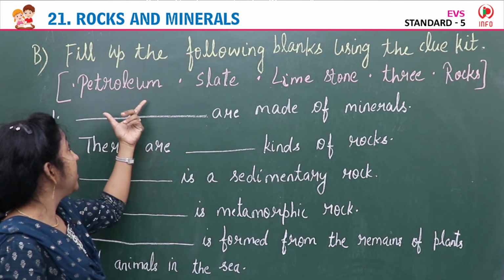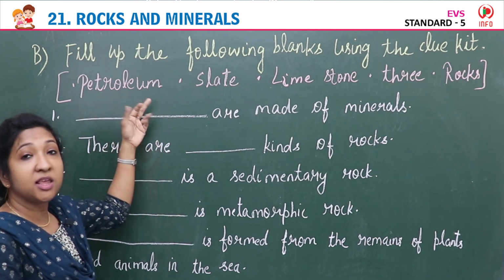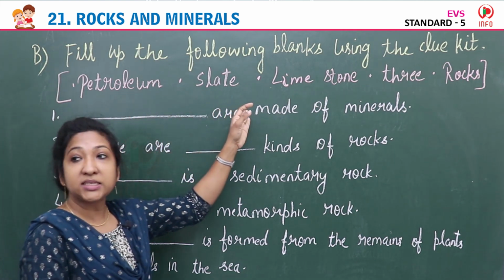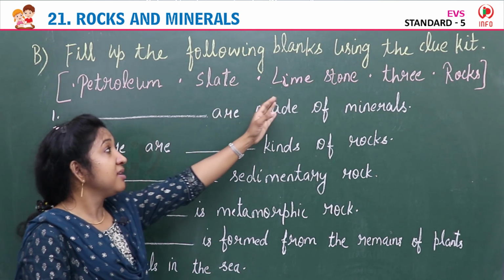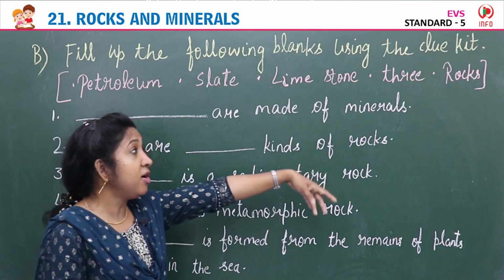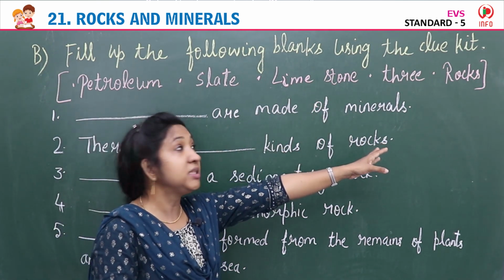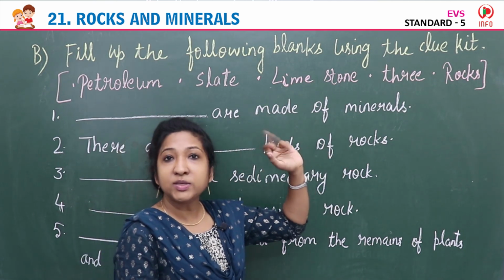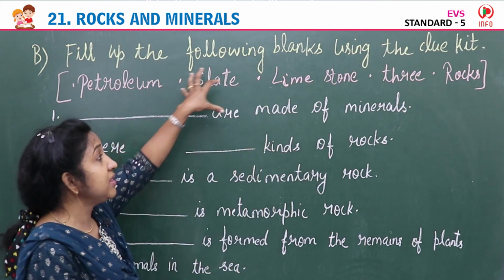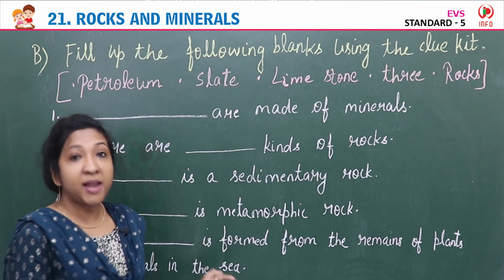Yes, the first word given here in the clue kit is petroleum. Then slate. Then limestone. Tree. Then last word given in the clue kit is rocks. So using these words in the clue kit, you have to fill up each blank.